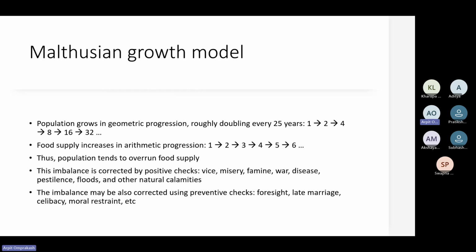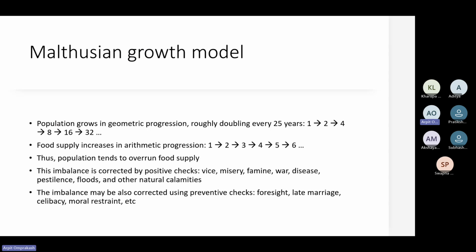What he says is that human population grows in a geometric progression. So roughly every 25 years, the population is doubling. One individual becomes two, two becomes four, four becomes 8, 16, 32, and so on. Ideally, in sexually reproducing organisms, we start with two and not one. Then he also says that food supply, on the other hand, increases in arithmetic progression. So if the food supply is, let's say, one, then it increases to two, three, four, five, six. So it increases in arithmetic progression, not in geometric progression.